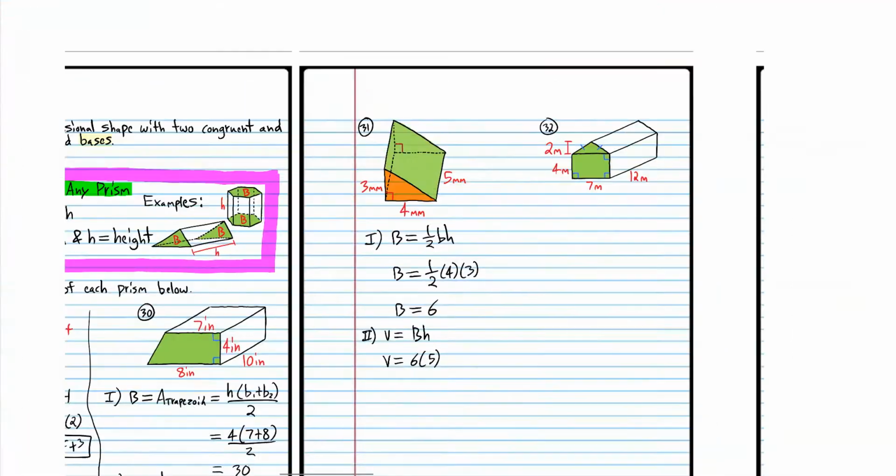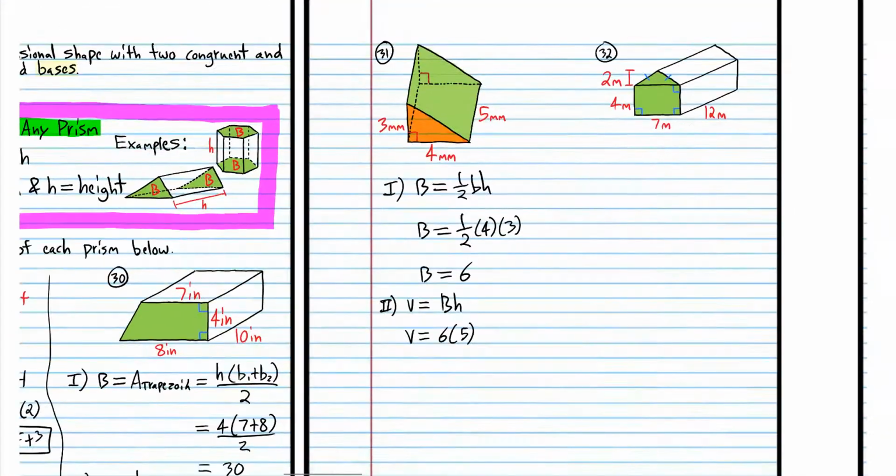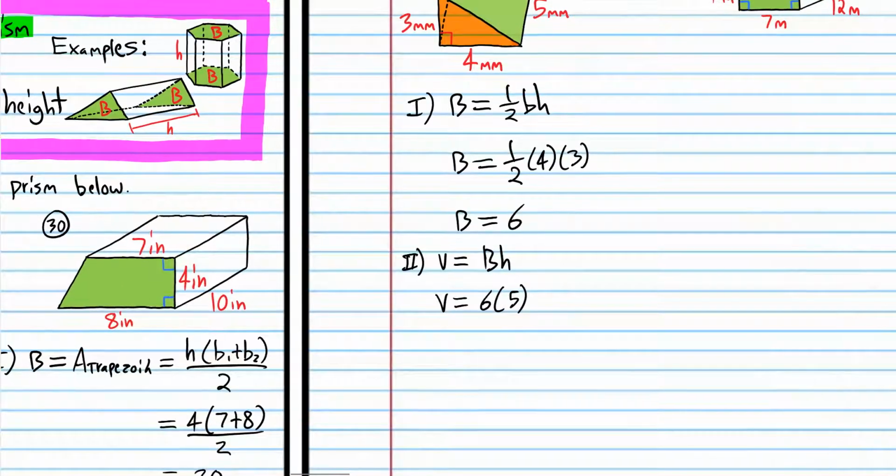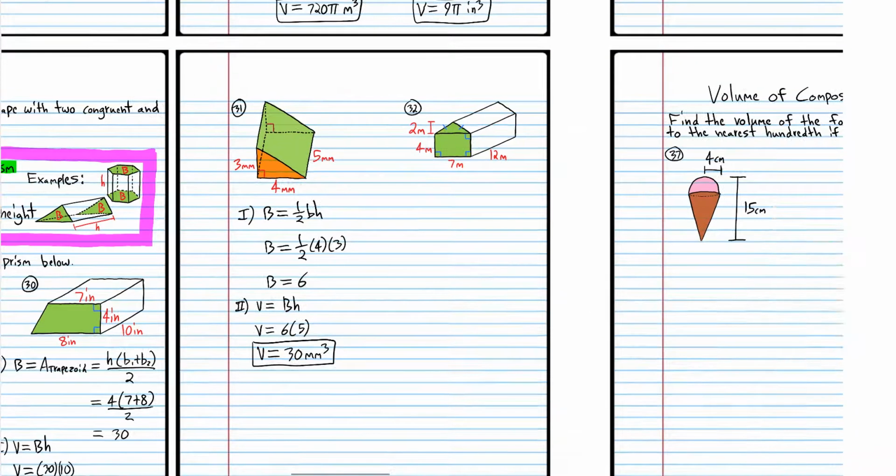It doesn't look like the height because it's on its side, but that is called the height. It's all relative. So millimeters, cubic millimeters. Volume is equal to 30 cubic millimeters. If you got that answer, good job.